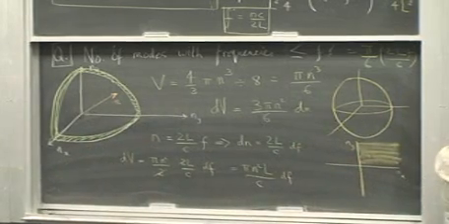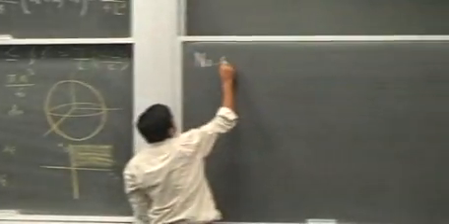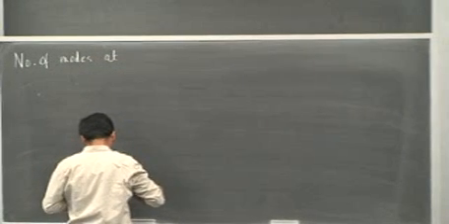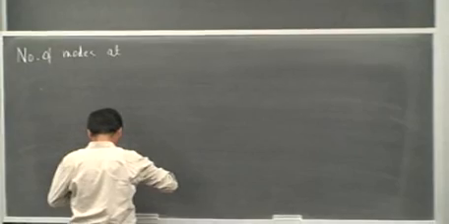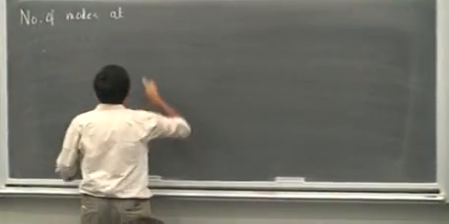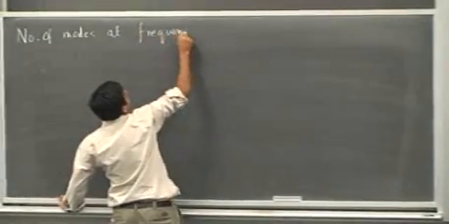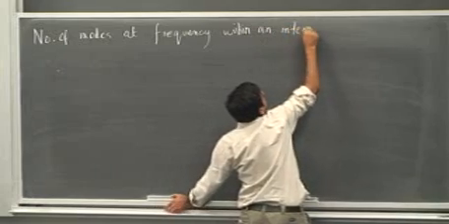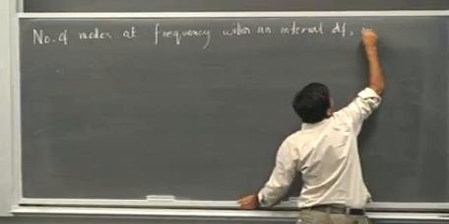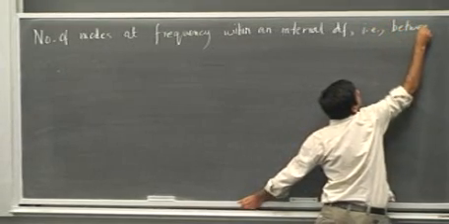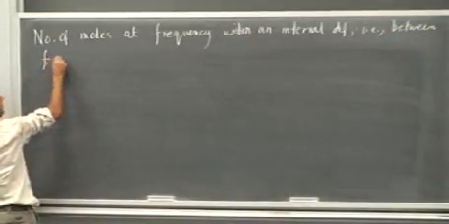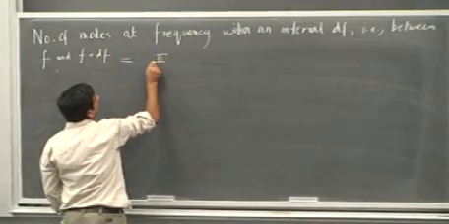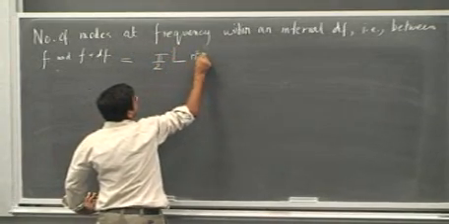Hence, number of modes at frequency f within an interval df, that is between f and f plus df, is given by pi over 2 L n squared df.